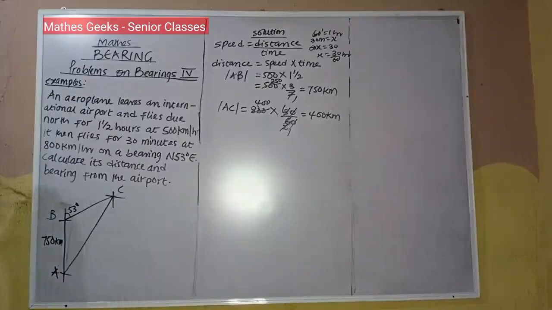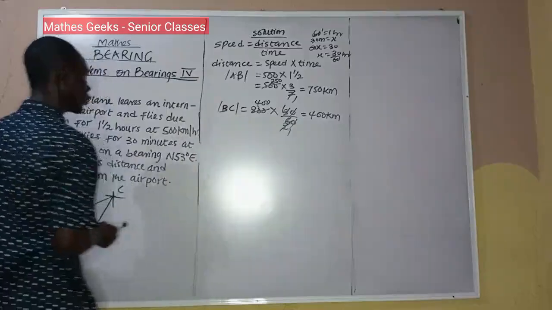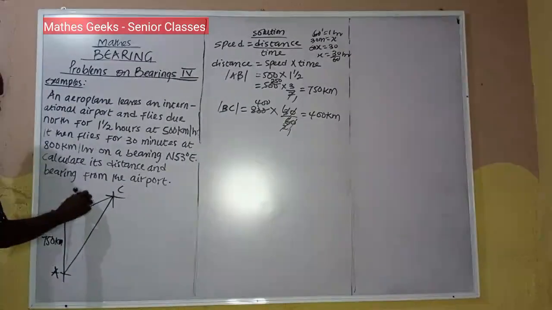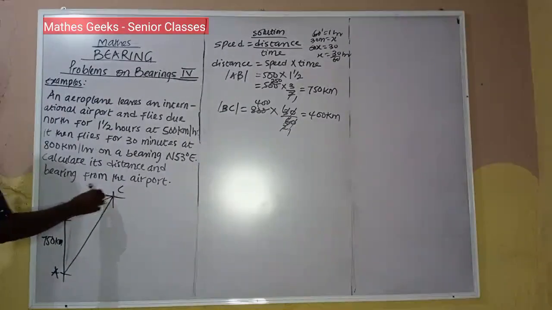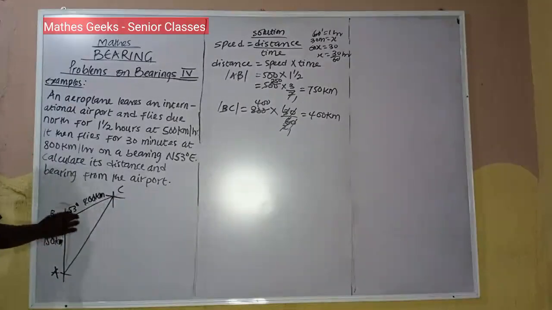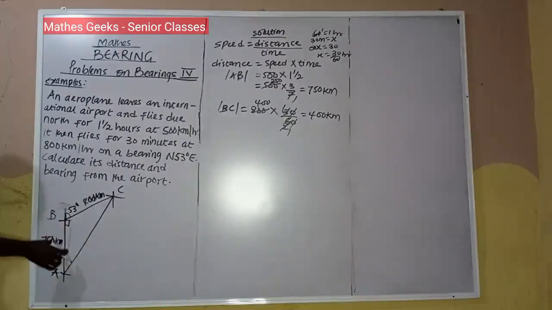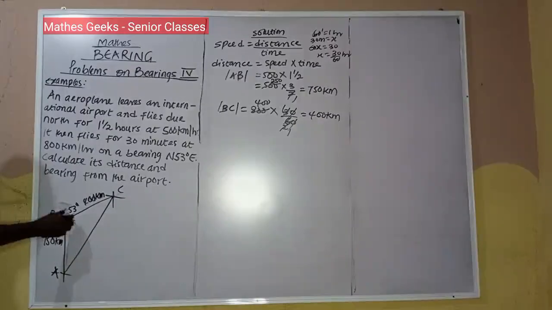So now AB is 750 kilometers, and BC, so I'm going to change this relation to BC. The distance BC is 400 kilometers. What we're going to look for as distance will be AC. So we need to get this angle. Of course, we have every piece of information we need. So here is 90 degrees. Why? From the north to the east, it's 90 degrees. So we need to know this angle. Let's call this A.